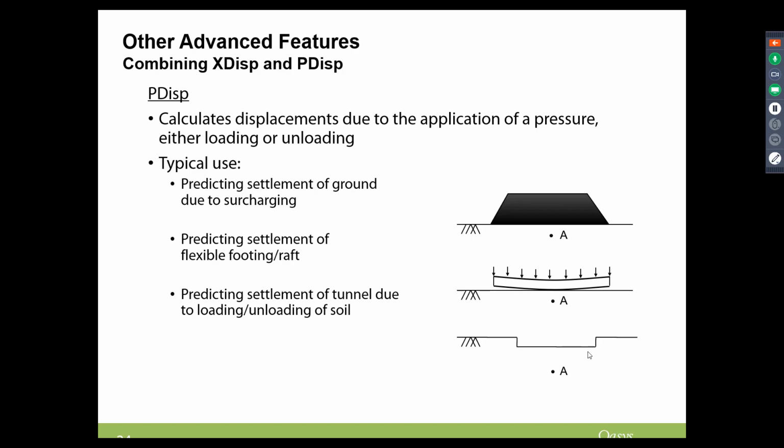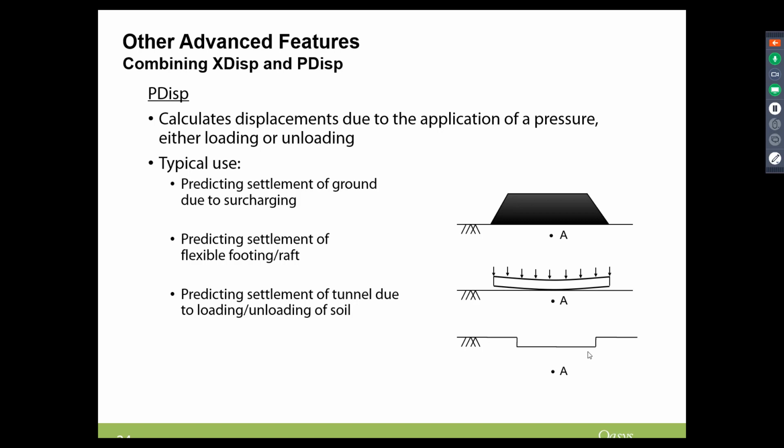So in terms of other advanced features, XDisp allows you to incorporate PDisp settlements. How this is helpful is that, for example, if you've got loading near your new excavation or new tunnel, maybe a contractor has told you they're placing a load or something near your excavation, you can actually consider that settlement and quickly add it into your XDisp analysis. So I'm going to show you how to do that today.